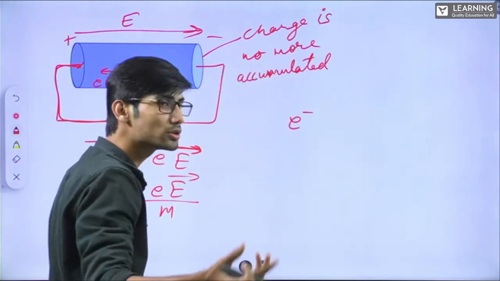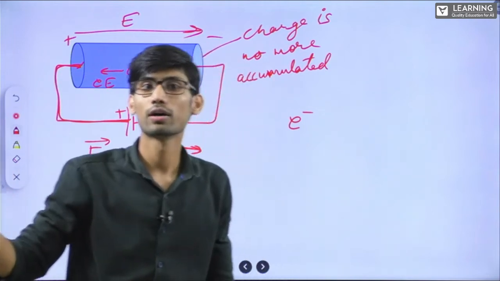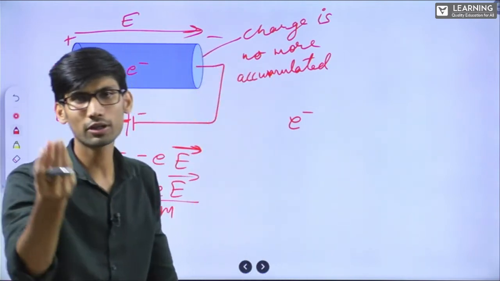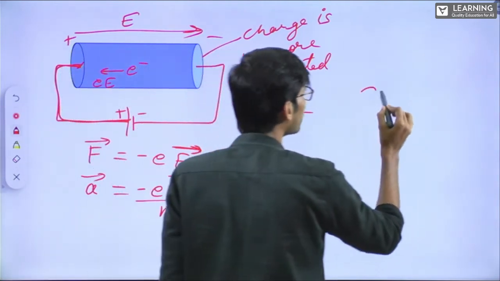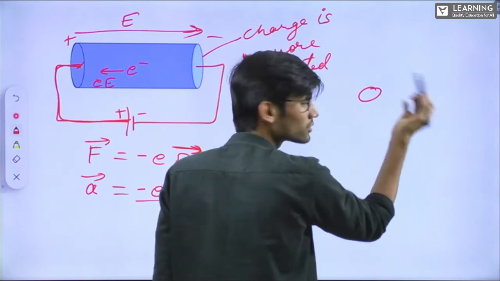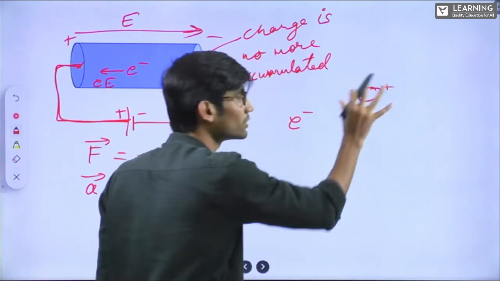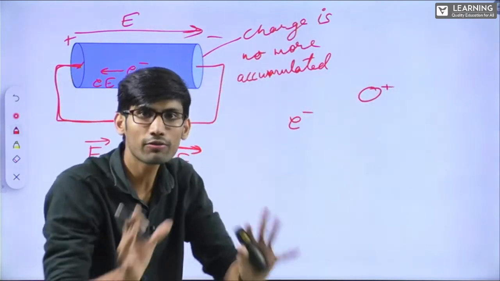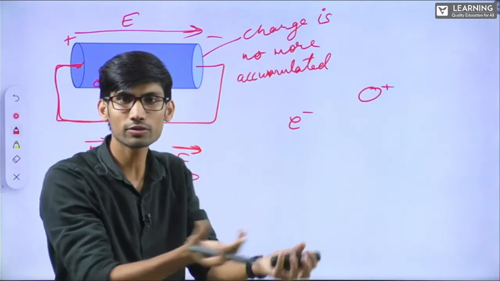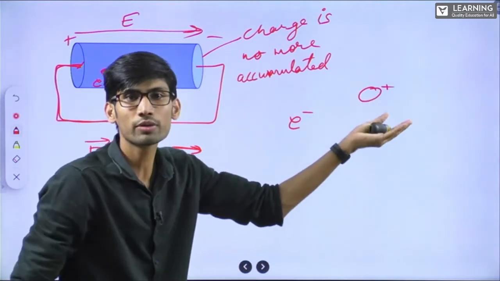What will happen? In the books it is written: it will collide with the kernels. What is a kernel? When an atom loses an electron, suppose this is an atom, it has lost an electron, it will become positive. So now this is a kernel. Like this, there will be a lot of kernels there because there are a lot of free electrons. The free electrons have come out from these atoms.